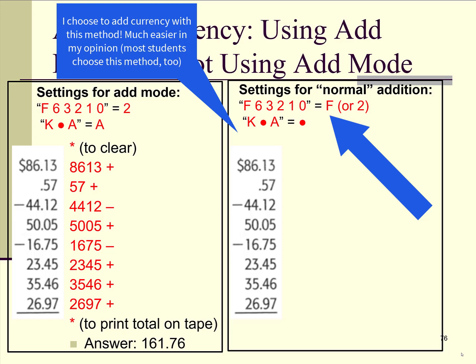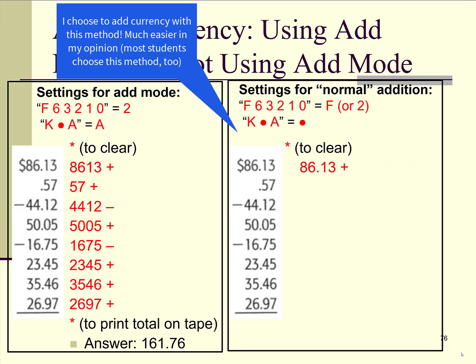And this is also critical. The K.A needs to be set back to the dot. Now we're going to enter these numbers normally, which means we do enter the decimal point. So here's how we're going to do it. We're going to clear it.